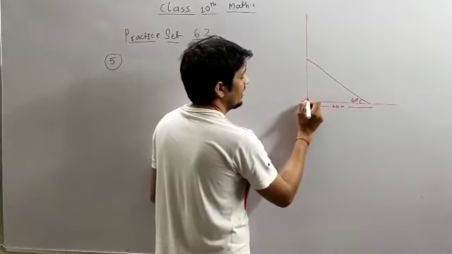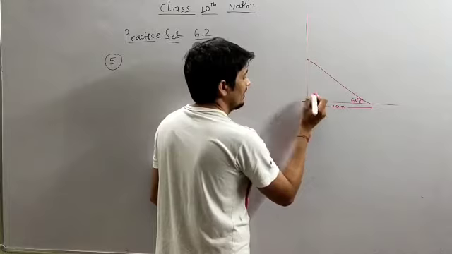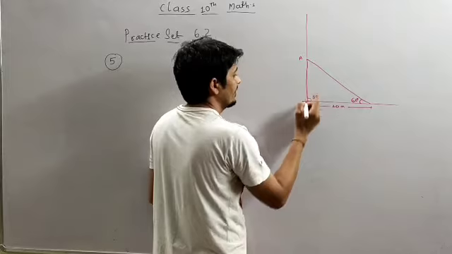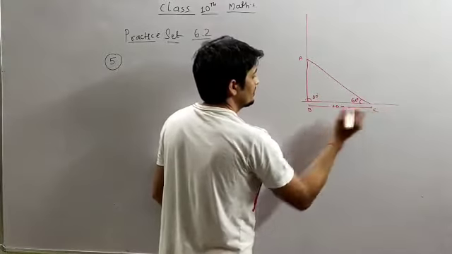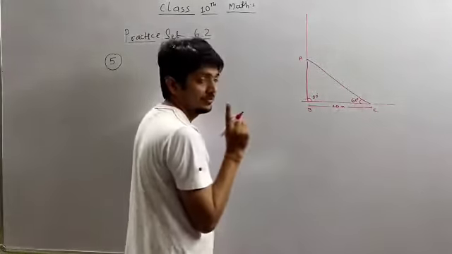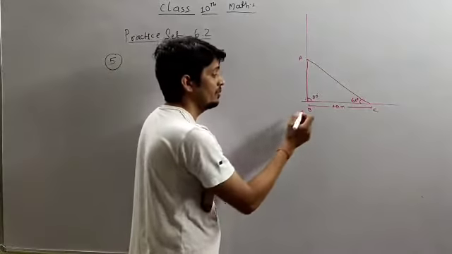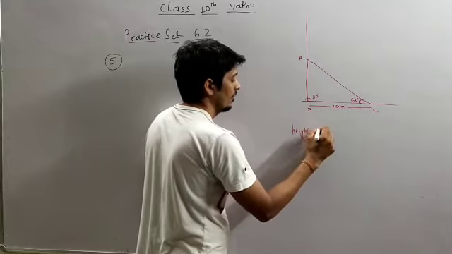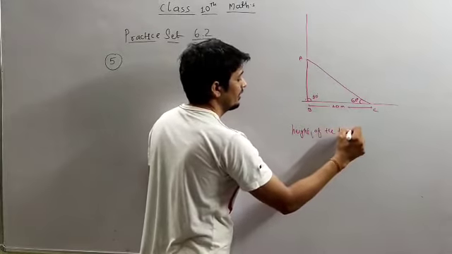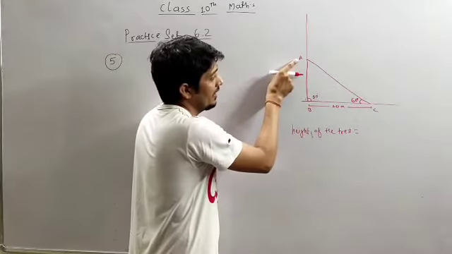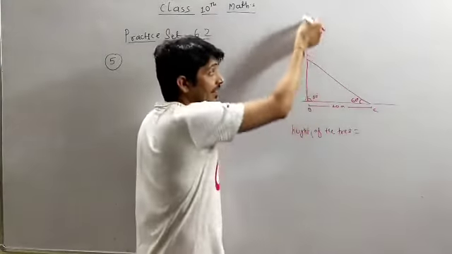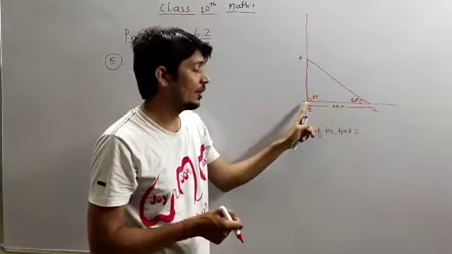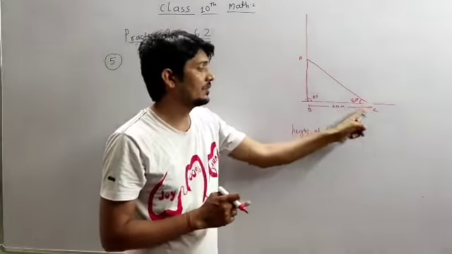So here it is a 90 degree angle. This is A, this is B, and this is C. And angle C is 60 degree. So the height of the tree will be AB and AC, because the tree was erect, but it broke from here. So this portion has come down here. That means the height of the tree will be AB plus AC.